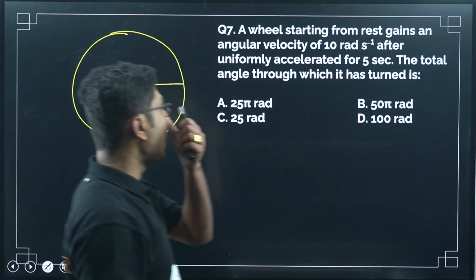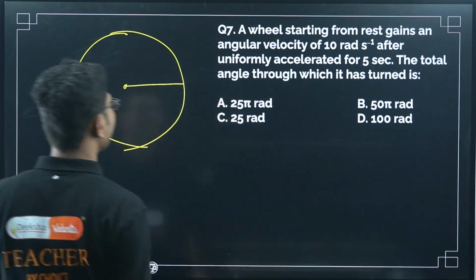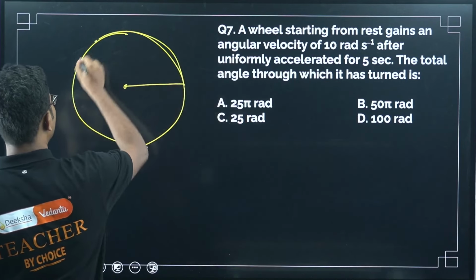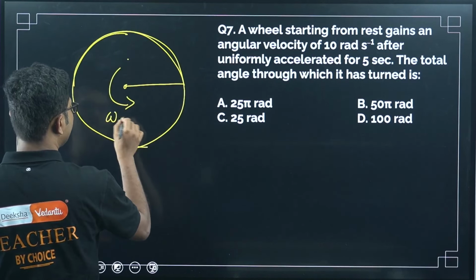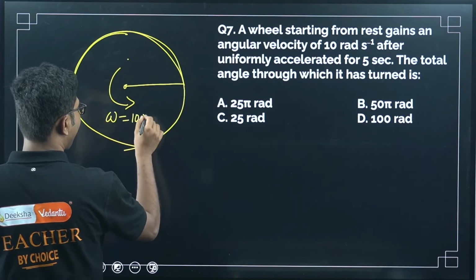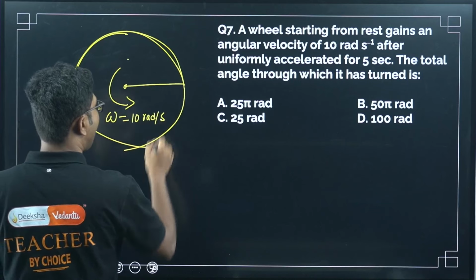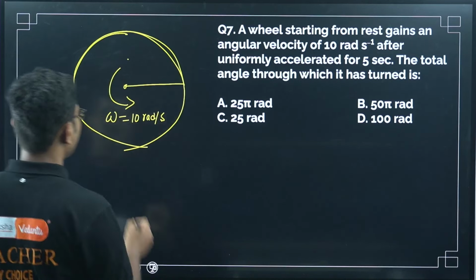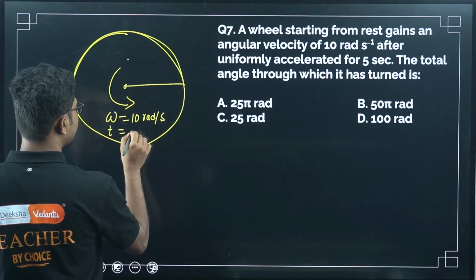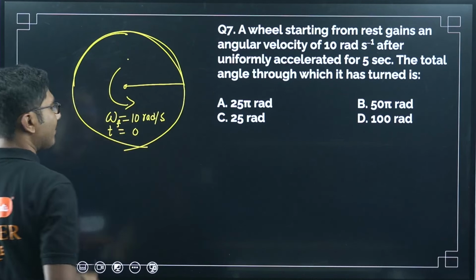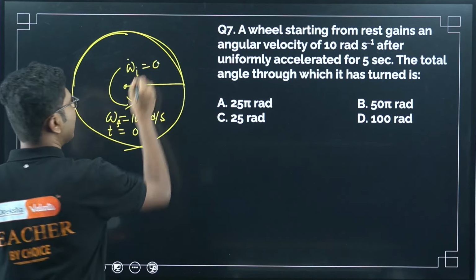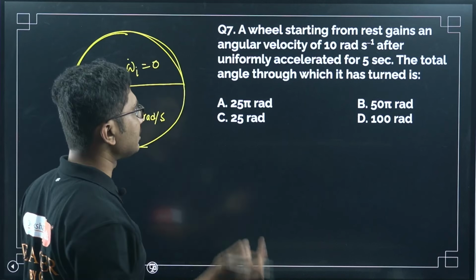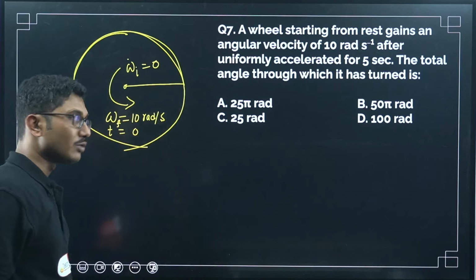Okay, so it started from rest, gains an angular velocity of 10 radian per second after 5 seconds. Initially it was 0. Initial angular velocity was 0. Final angular velocity is omega final.